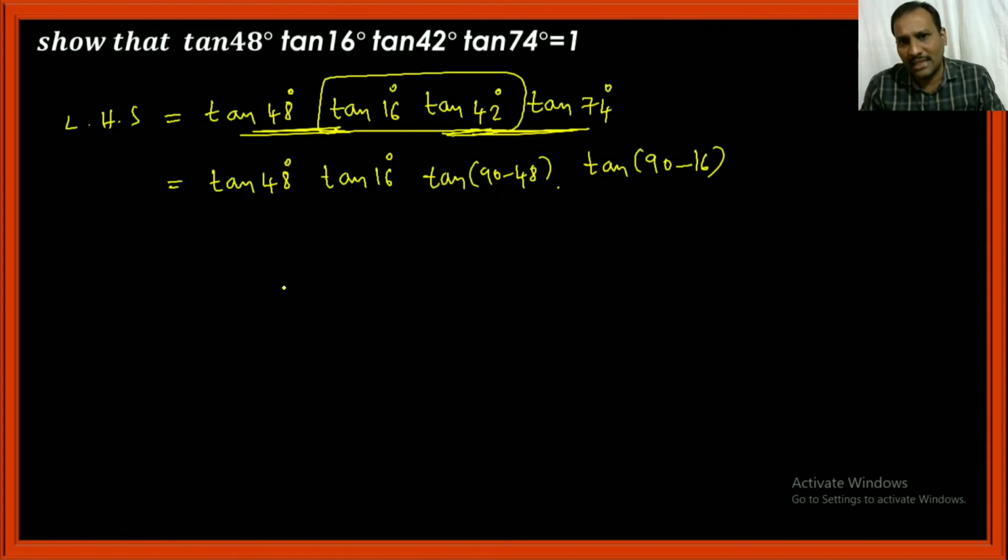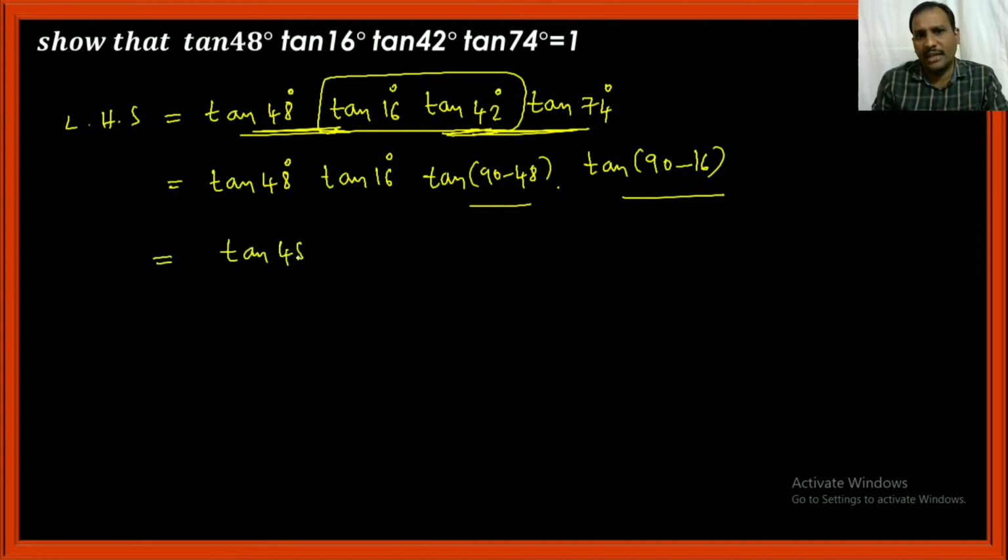Okay, once you think why I am not writing these two or these two, or will there be any difference if I write any two of them in this 90 minus theta form? Once you think about that, you can write it as tan 48 degrees, tan 16 degrees, tan 90 minus theta is cot theta, cot 48 degrees, tan 90 minus theta again cot 16.